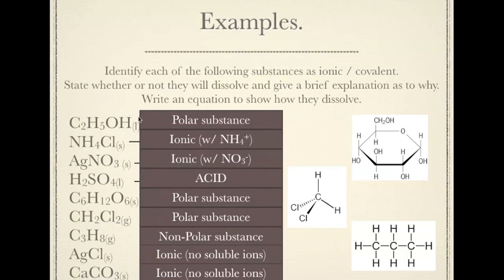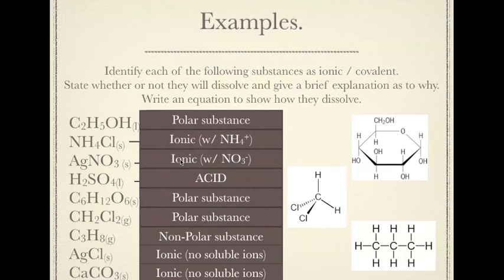Basically, numbers 1, 2, 3, 4, 5, and 6 will all be able to dissolve. The reason these first 6 will dissolve is different in each case. The first one is a polar substance. That is why it will dissolve. So ethanol is a polar substance, so it will dissolve. Ammonium chloride here is an ionic substance with ammonium. This is an ion that is very highly soluble. So you'll say that this one will dissolve because it's ionic and it contains the ammonium ion.